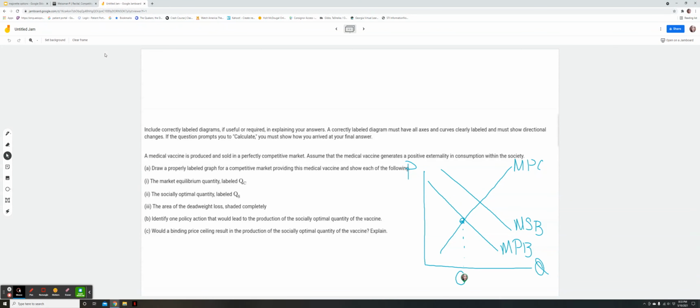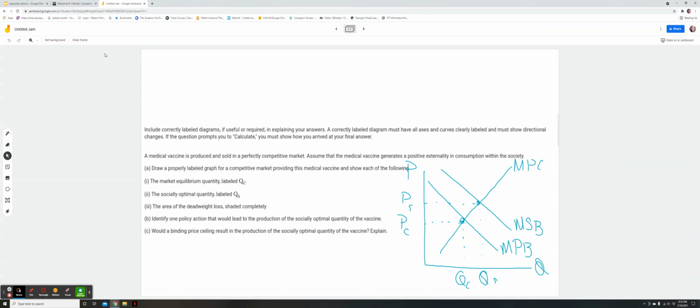That's going to be, they asked me to label that QC. Sometimes, if I wasn't told to do so, I'd probably label that QFM for Q free market without any kind of regulation. Okay, but the socially optimal quantity is where the marginal private cost equals the marginal social benefit. So that's going to be right there. So that's going to be QS and PS, like so. Okay, so that's what that graph ought to look like.